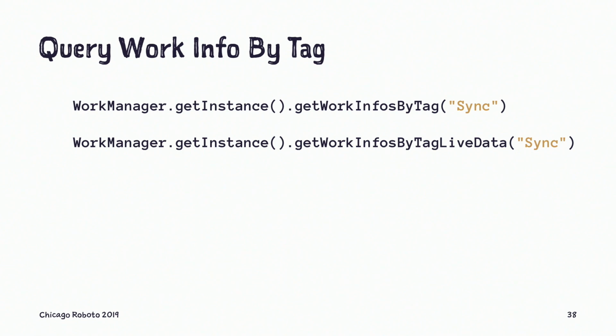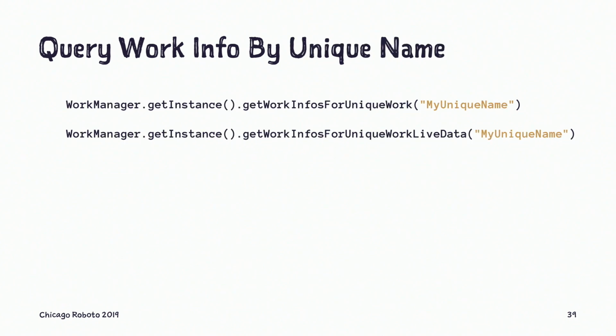So this is where I was mentioning that you could now do fine-grained control based on the tags. You could query whichever tags you want to. And by unique name, again, it returns you a list of work requests which have been tagged with that particular name.